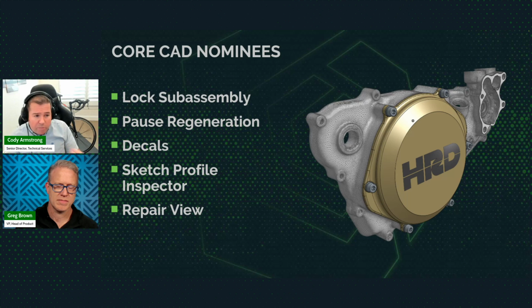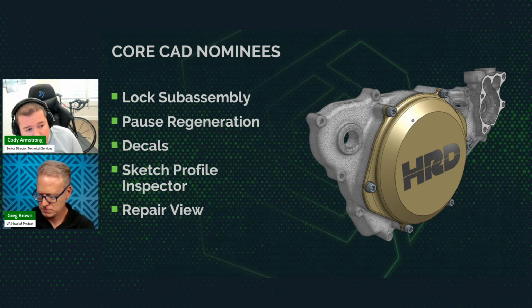I think that's something a lot of people appreciate, especially those doing big top-level assemblies. Locking the subassembly has big performance implications, and in just general usability makes subassemblies much easier to interact with at the top level. Pause regeneration, another kind of performance-oriented improvement, allows you to pause the regeneration of your Part Studios and then resume it at some other point. Again, with the notion of saving time, right? Decreasing that regen time.